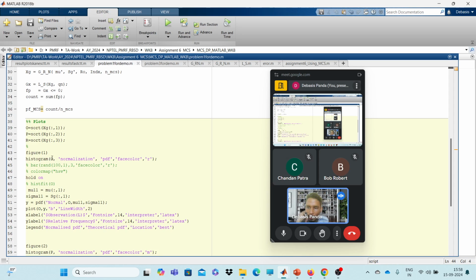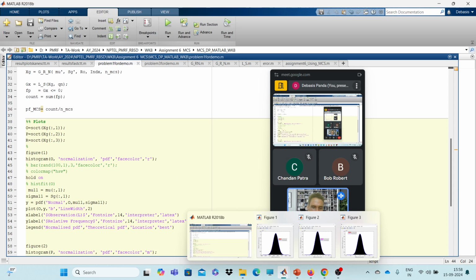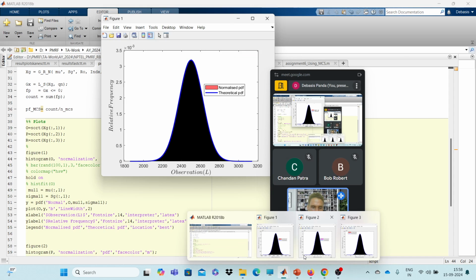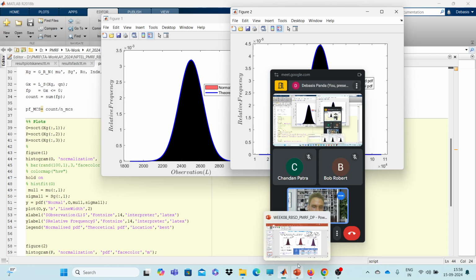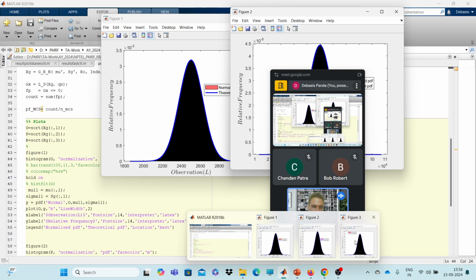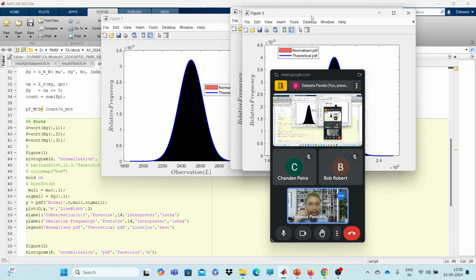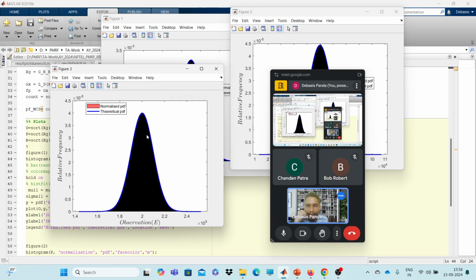Figure 1 says L, that means I am taking the results of L, normalizing them as a histogram and plotting the histogram. That means I am doing two kinds of cross checks here. One, I am checking the probability of failure, and also I am checking the theoretical and the simulated or normalized PDFs against each other, and we can see the PDFs are actually matching each other.